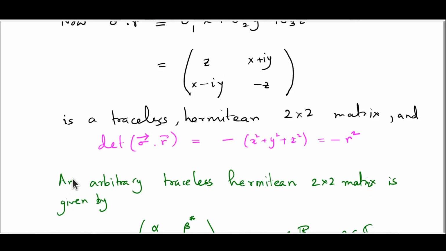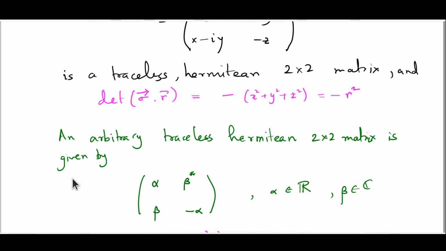Now, conversely, we can see that an arbitrary traceless Hermitian matrix can be given in this form. It has to be alpha, minus alpha along the diagonal. Both the diagonal elements have to be real. Of course, you have to have alpha and minus alpha to ensure that the matrix is traceless. And for the off-diagonal elements, you will have beta and beta star on the 2 off-diagonal positions. This is, of course, the most general 2x2 Hermitian matrix that you can write down as long as you stick to tracelessness.